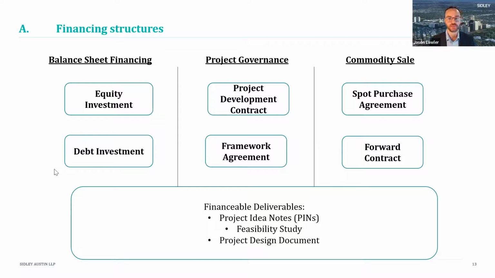The next category of financing structures are what you might call project governance agreements. These arrangements in general treat the project as a collaboration between the parties. They can be quicker to paper than debt or equity agreements, but they can also take much longer, depends on how bespoke the terms are that the investor is requesting.